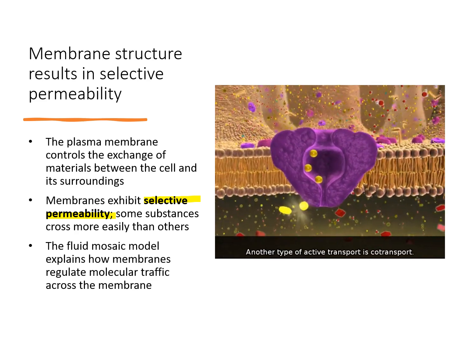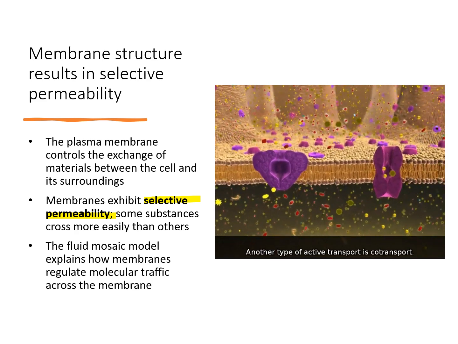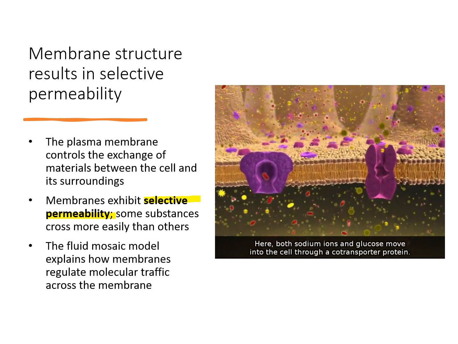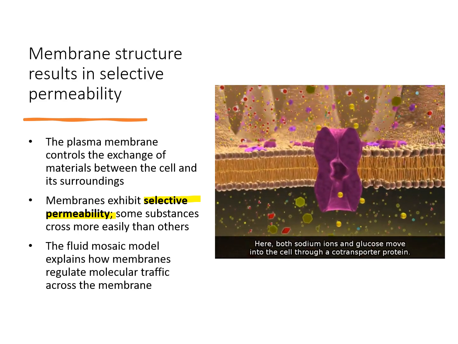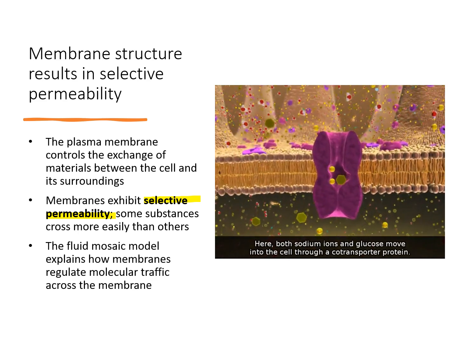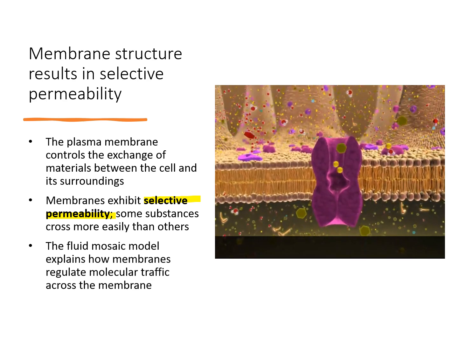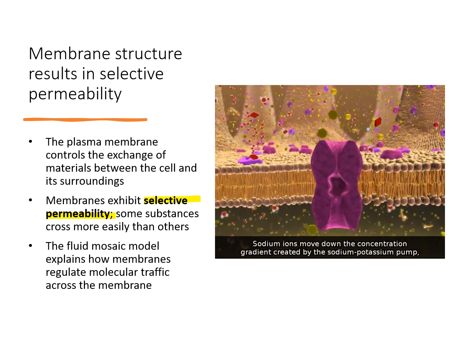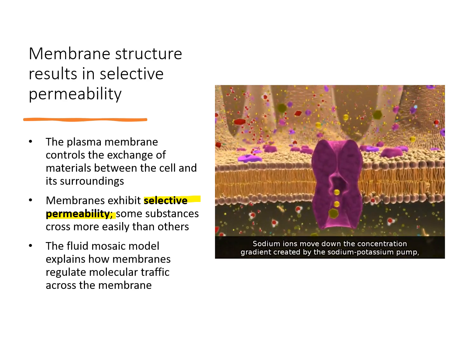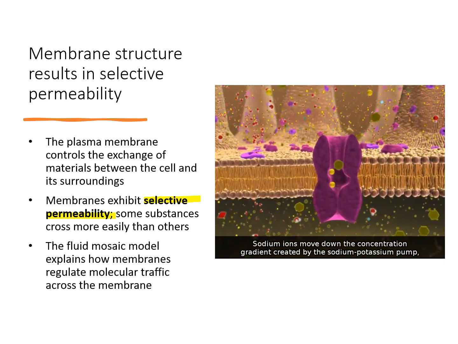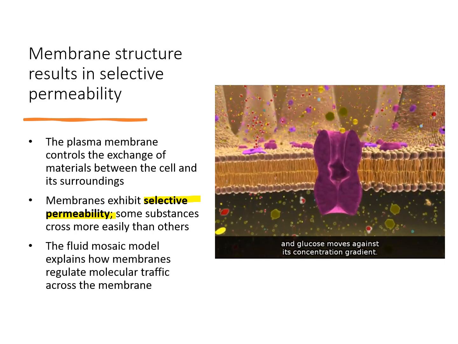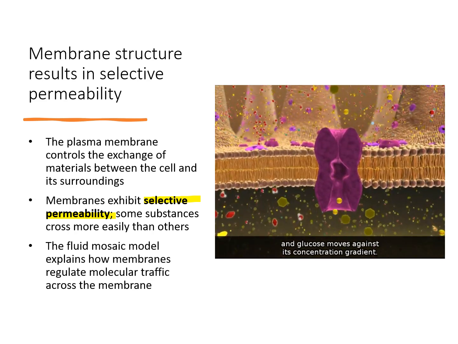Another type of active transport is cotransport. Here, both sodium ions and glucose move into the cell through a cotransporter protein. Sodium ions move down the concentration gradient created by the sodium-potassium pump, and glucose moves against its concentration gradient.